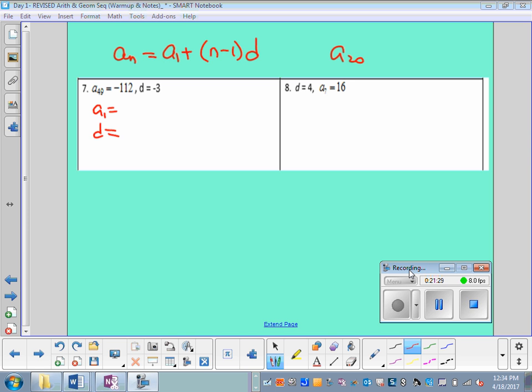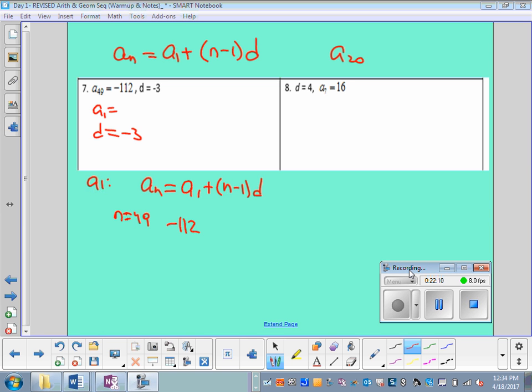Well, which one is given to us? D equals -3, nothing to do. But a1 is not given. I don't know a1, right? However, how will I find a1? I will use my generic formula and the information that I have. You see I have a49, right? So if I start with an equals a1 plus n minus 1 times d, for n equals 49, I can substitute all this information into my generic formula.